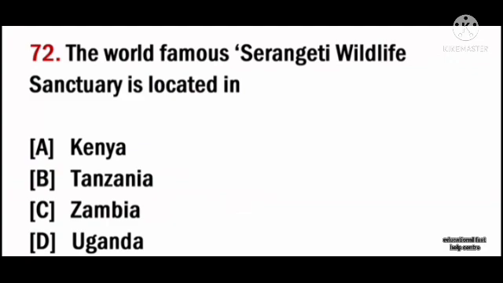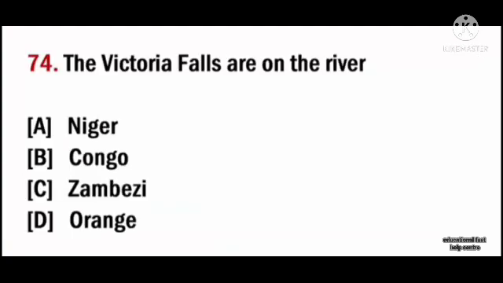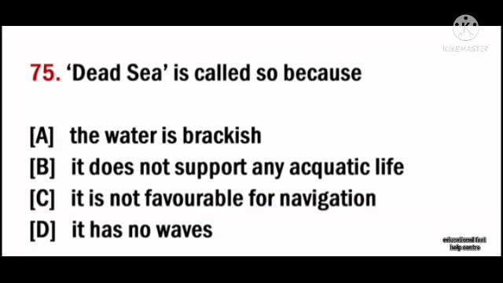The world famous Serengeti Wildlife Sanctuary is located in? Answer B, Tanzania. Which is the largest existing mangrove forest in the world? Answer C, Sundarbans. The Victoria Falls are on the river? Answer B, Zambezi. Dead Sea is called so because? Answer B, it does not support any aquatic life.